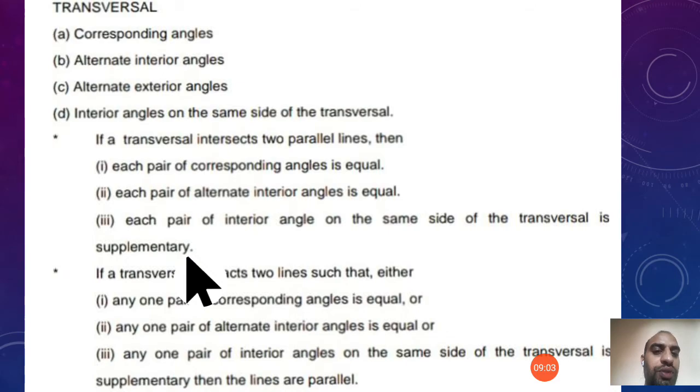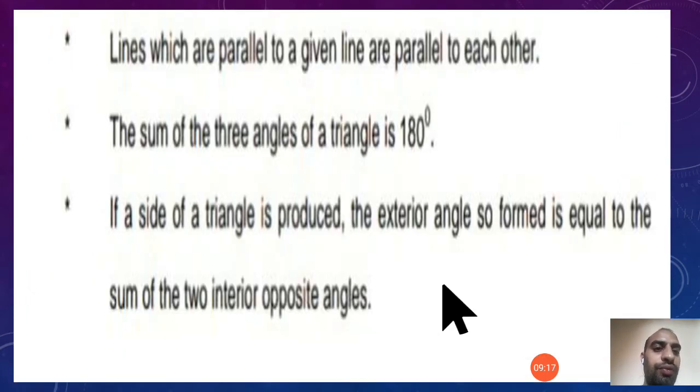The next definition which we are using is transversal intersection of two lines. In this case we have one pair of corresponding angles, alternate interior angles and alternate exterior angles. In the last chapter we studied one property, that the sum of the three angles of a triangle is 180 degrees. This is the angle sum property of a triangle, and if a side of a triangle is produced, the exterior angle formed is equal to the sum of the two interior angles.